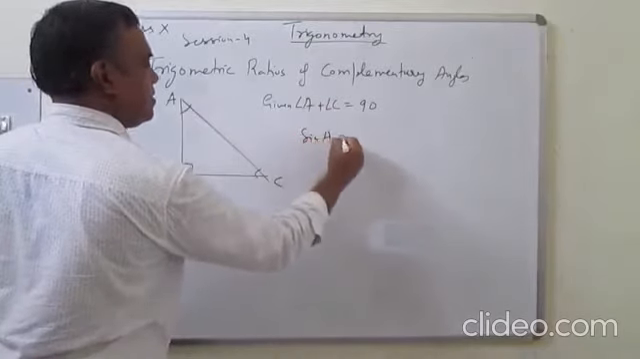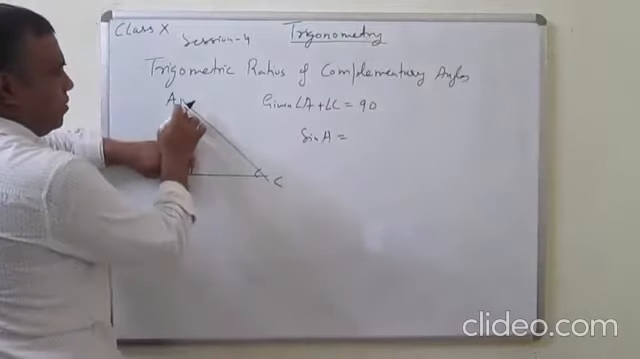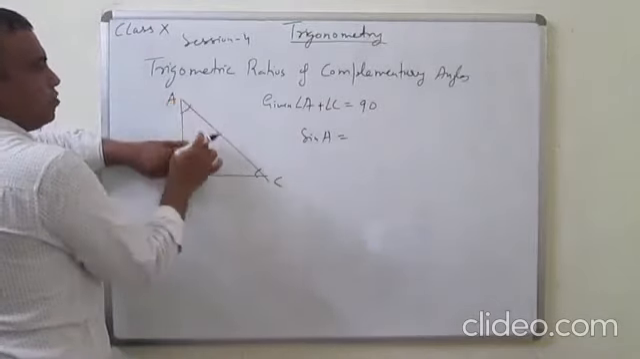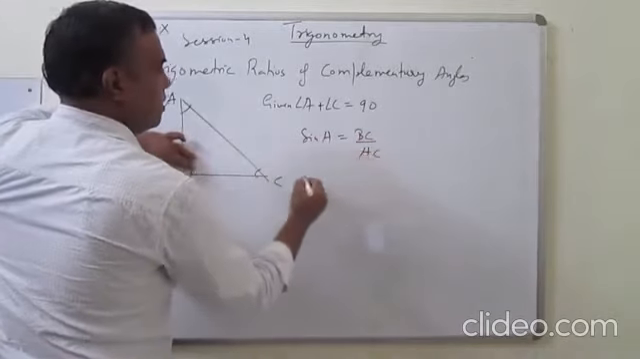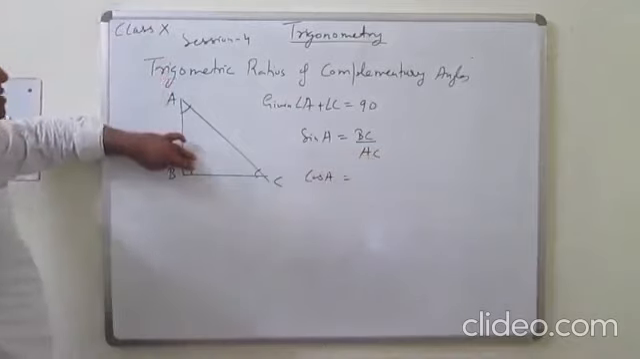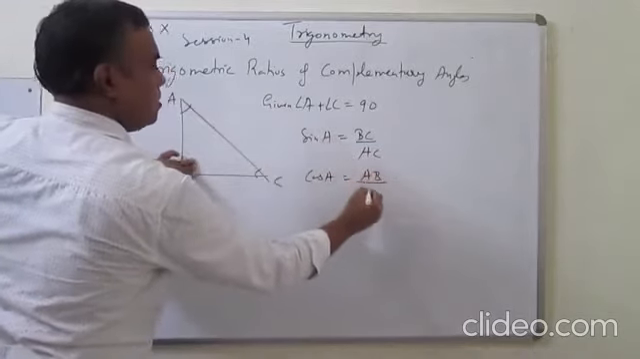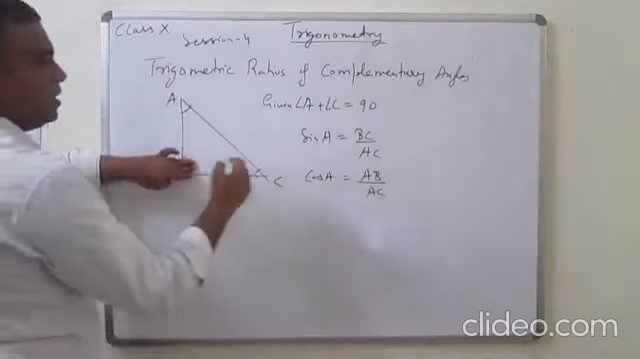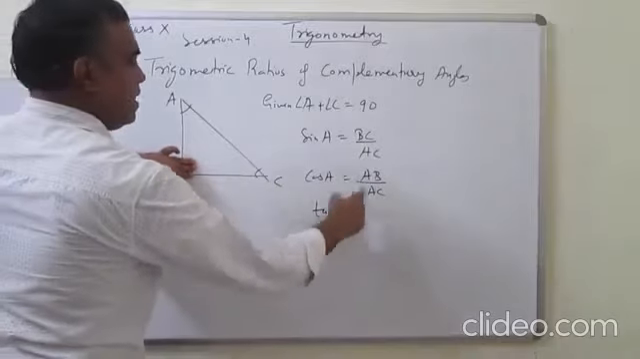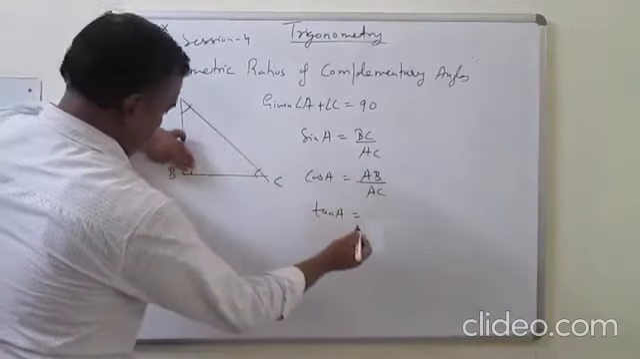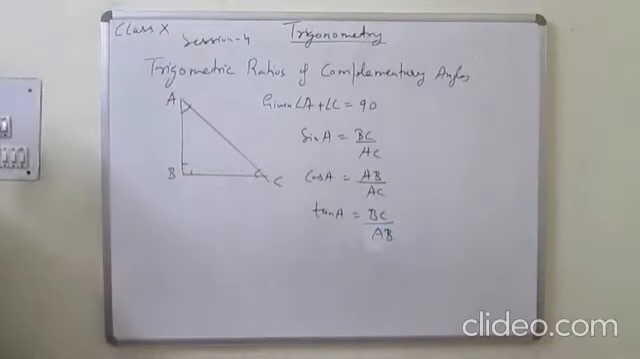Sin A is perpendicular upon hypotenuse. What is perpendicular? Side opposite to the angle A, that is BC upon AC. What is cos A? Base upon hypotenuse. This is perpendicular and this is base. AB upon AC. And what is tan A? Tan A is P upon B, that is BC upon AB.